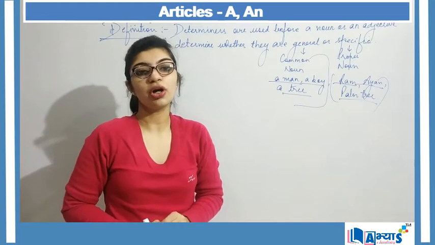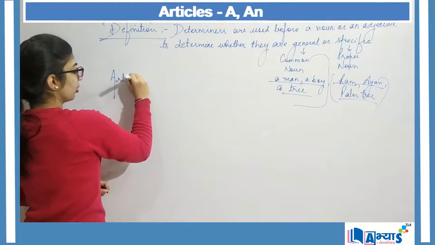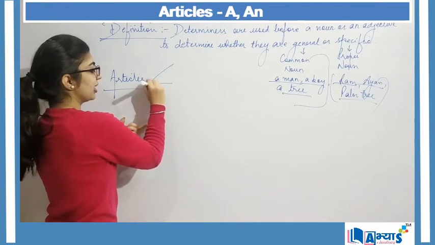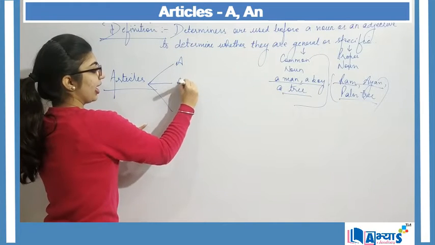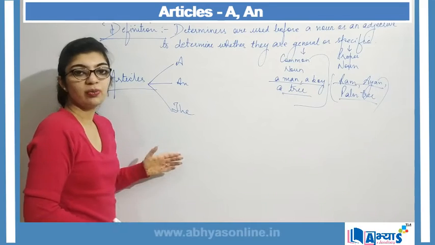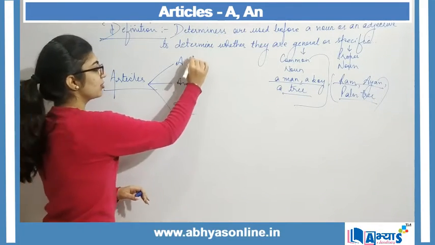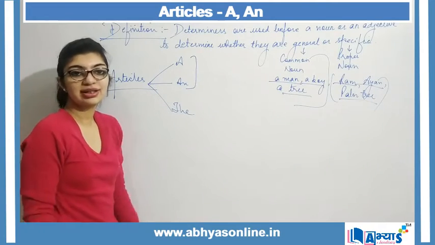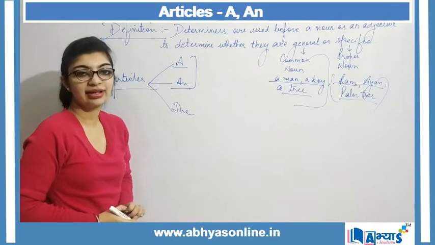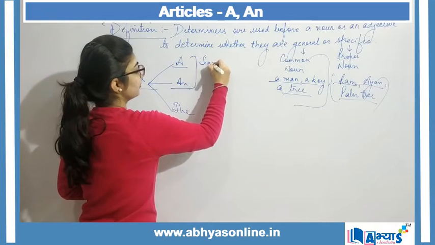Now let us talk about articles. We know that articles can be of three types: a, an, and the. And in this video, we are going to talk about each of the article one by one. So first, beginning with these two articles as a single point, a and an. Now, a and an are single articles.